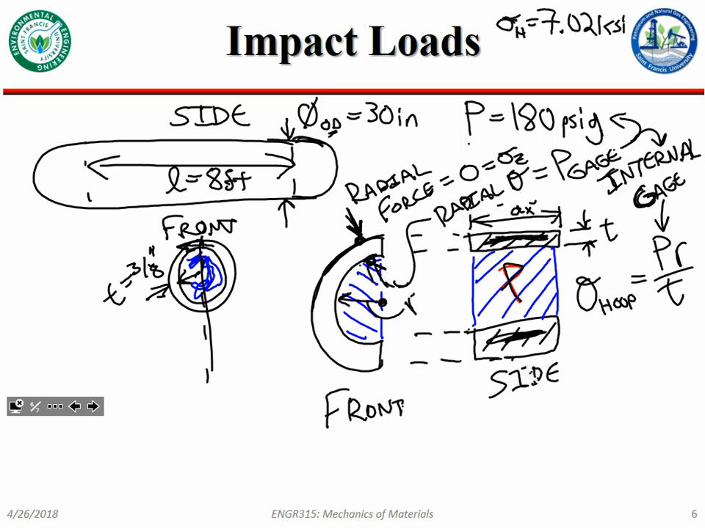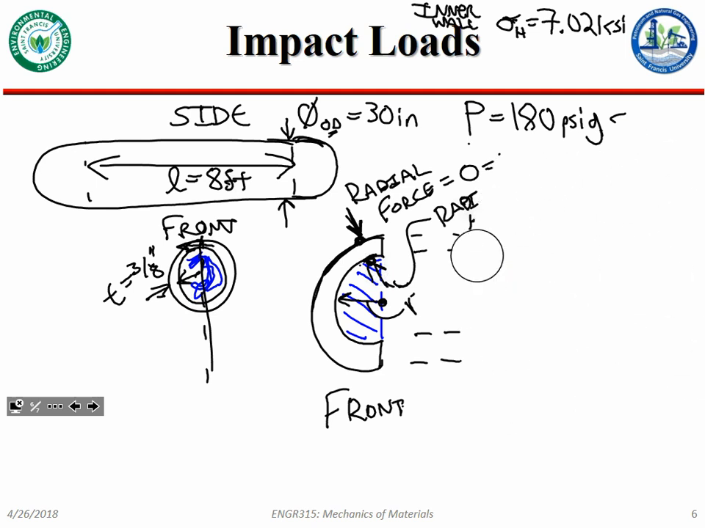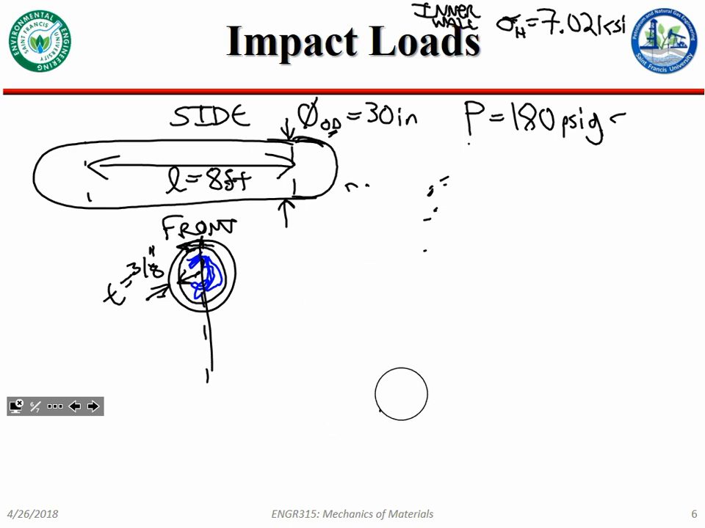So we got a hoop stress. This is on the inner wall. All right, so that's one way that it's going to break. How else is this thing going to break? How could it break, anyhow?